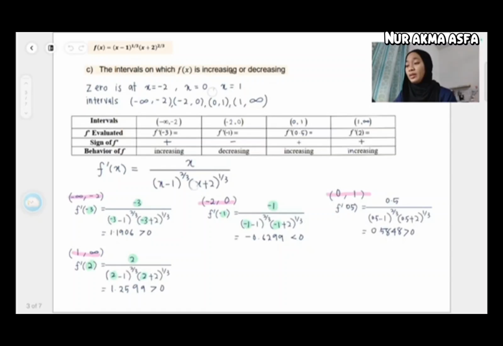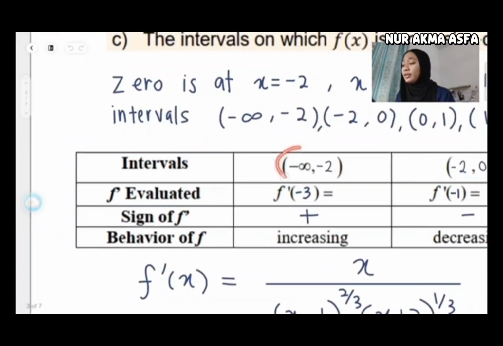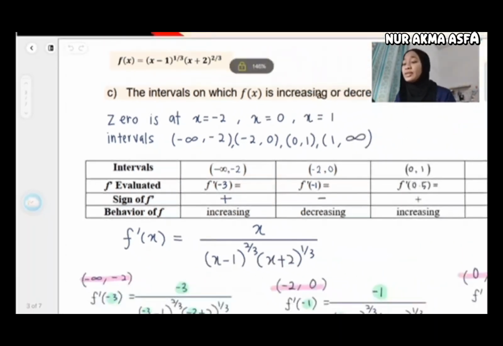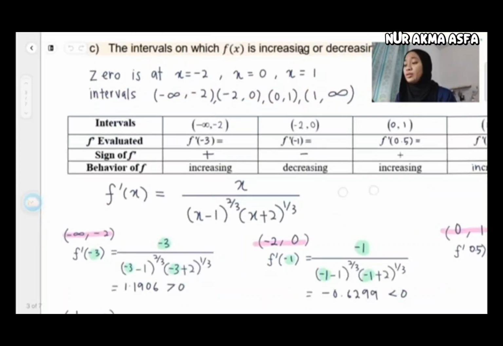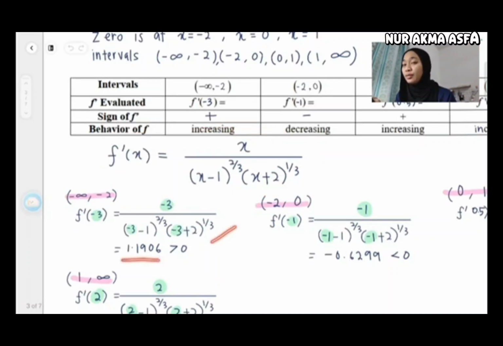For the first interval, I choose -3 to evaluate the first derivative function. We substitute -3 into it and calculate, and we will get 1.1906, which is more than 0. This means the sign of the first derivative function is positive and the behavior of the function is increasing.